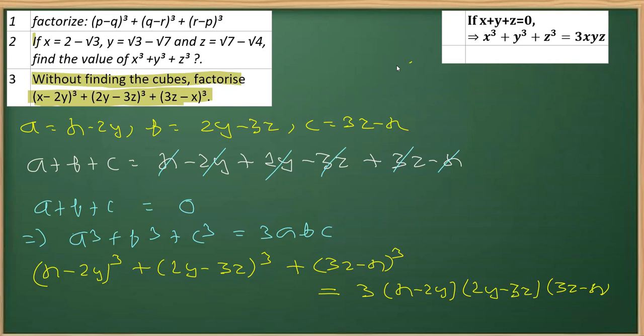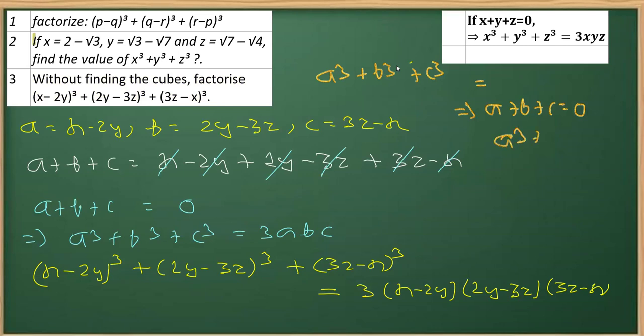There are many more questions. All you have to identify is that whenever you have to find the cube of 3 terms, we do not do expansion. Instead, we always check whether the sum of these 3 terms is 0. And if it is 0, then the sum of their cubes will be equal to 3 times abc.